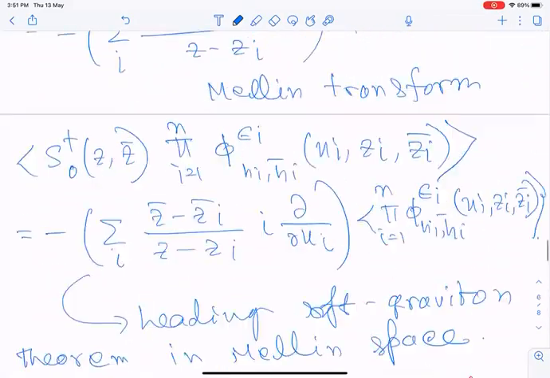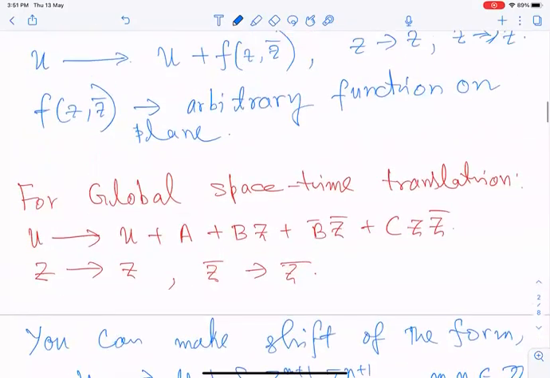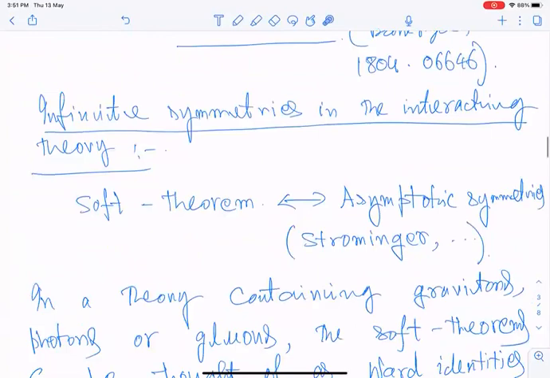So if I go back here, I wrote these down actually. These are the global transformations: u going to u plus a plus b z plus b bar z bar plus c z z bar, and z, z bar will not change. So we can see that delta_0 and delta_{-1} generate the global transformations u going to u plus some constant and b bar z bar. Actually, we will also see how b z and c z z bar act. So we have recovered two of the space-time translations in this way.